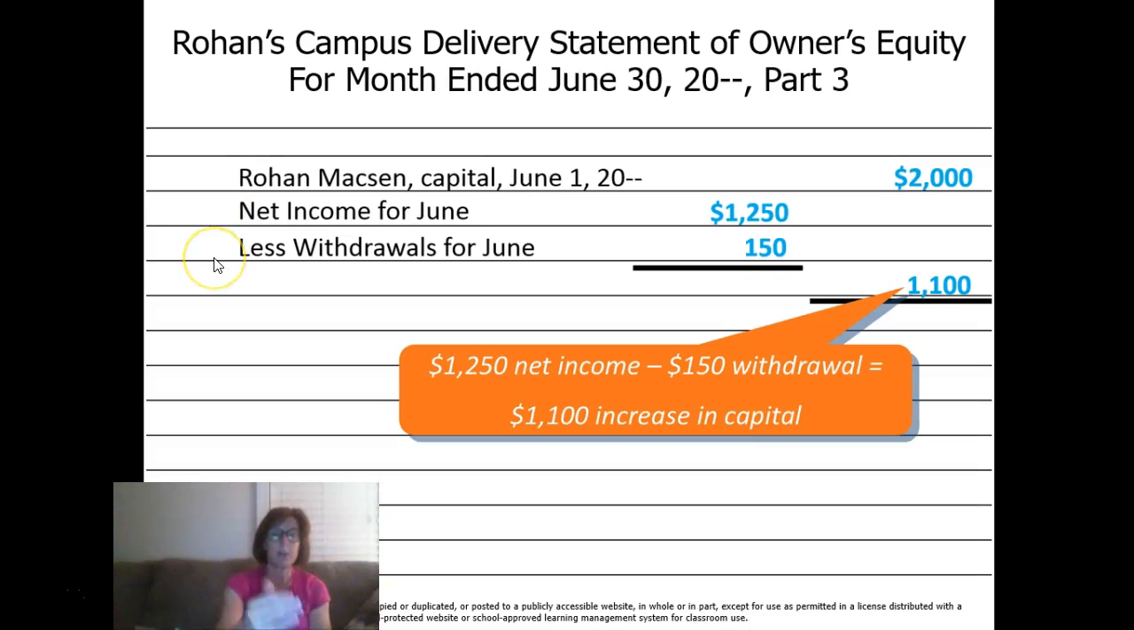We can't forget that Mr. Rohan took some money out during this period. So we're going to subtract that from the net income, and we're going to subtotal it down here.